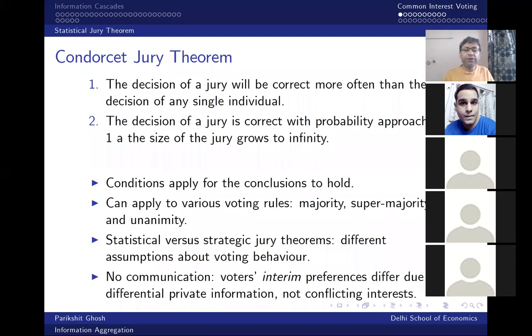Nevertheless, we will start with the statistical voting models, which is the earlier approach, because it'll give us a key intuition, which will come in handy when we go to the more appropriate strategic voting models.